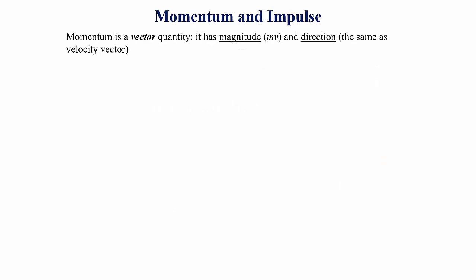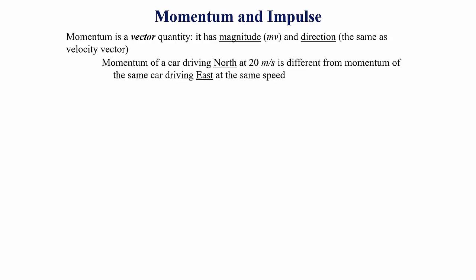So momentum is a vector. It has a magnitude, which is m times v, and a direction. Again, the direction is the same as the velocity vector. So the momentum of a car driving north at 20 meters per second is not the same as the momentum of the same car driving east at the same speed. North and east are not the same direction.